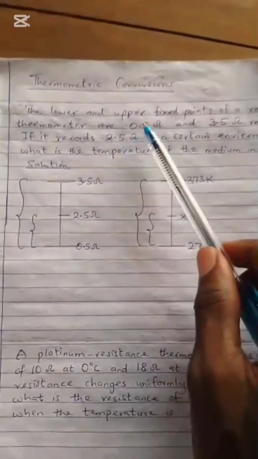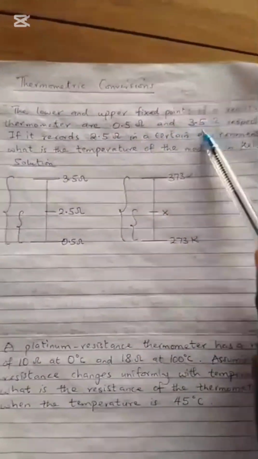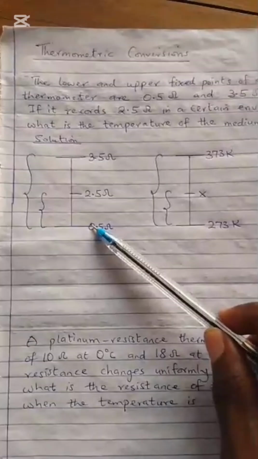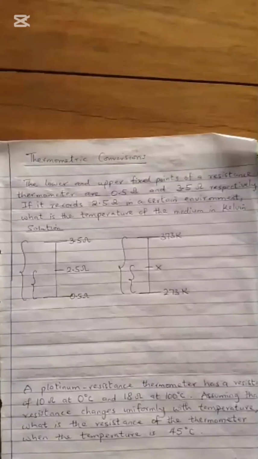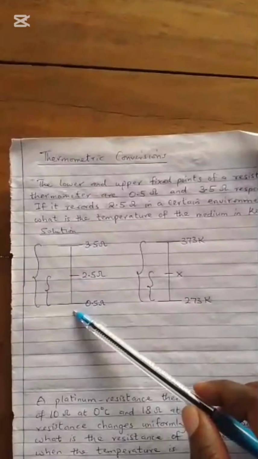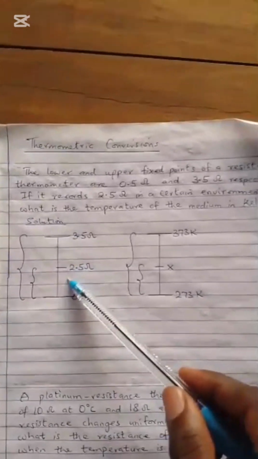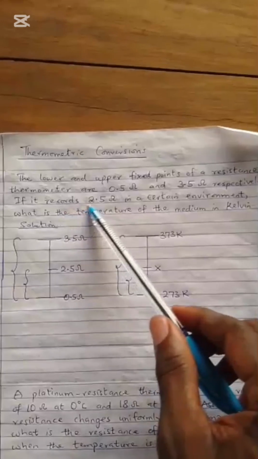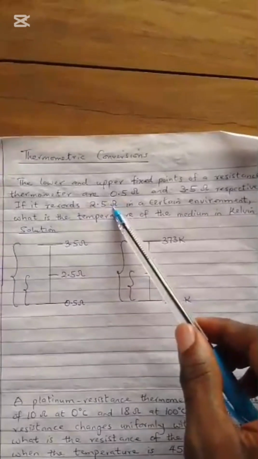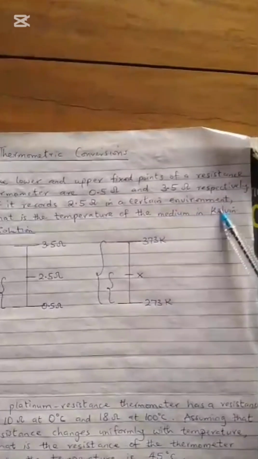Okay, so we're told that the lower and upper fixed points of the resistance thermometer are 0.5 and 3.5. So this is the lower fixed point and this is the upper fixed point. Alright, so this is the upper fixed point of our resistance thermometer, okay? And this is the lower fixed point, 0.5. Then we are given 2.5 ohms as a reading. It records 2.5 ohms in a certain environment. What is the temperature of the medium in Kelvin?